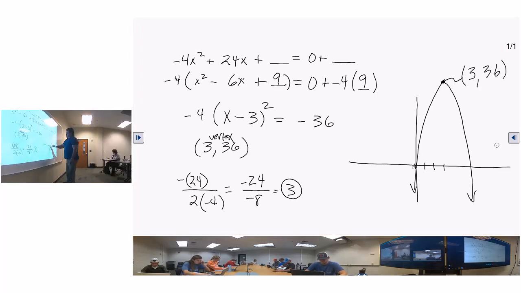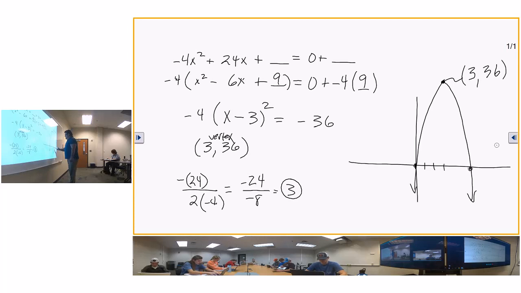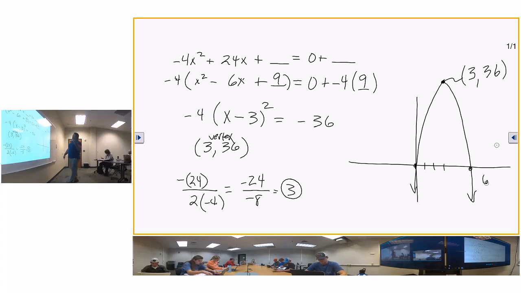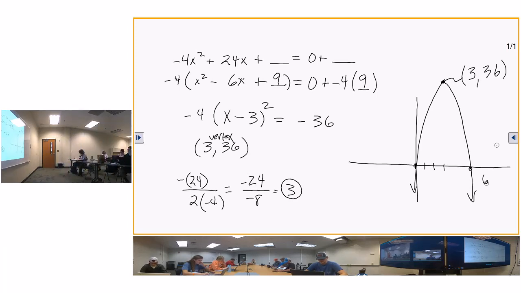And this is 0, 0, and this is 6. So the domain is all real numbers. The range is negative infinity to 36, increasing from negative infinity to 3, decreasing from 3 to infinity. Line of symmetry is x is equal to 3.